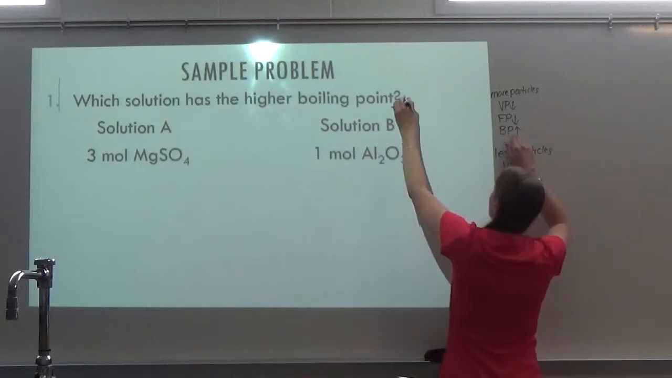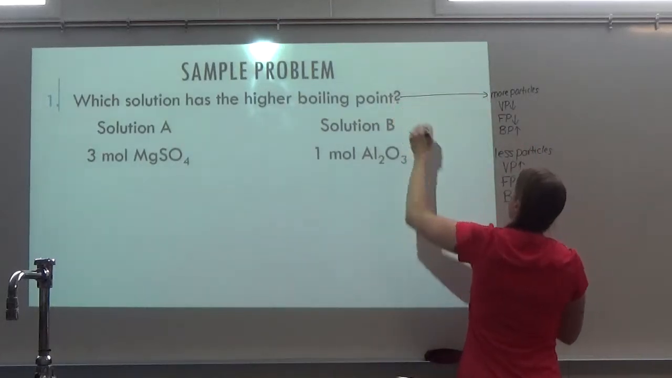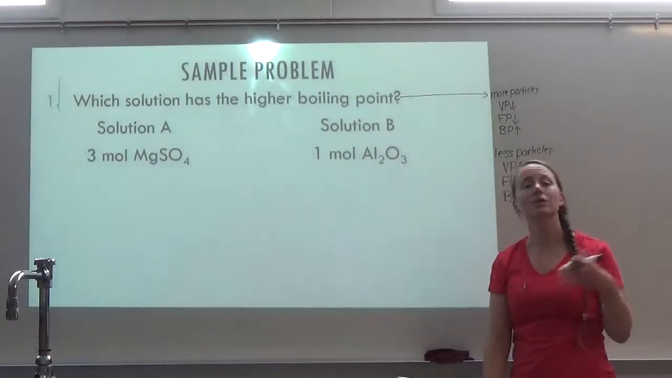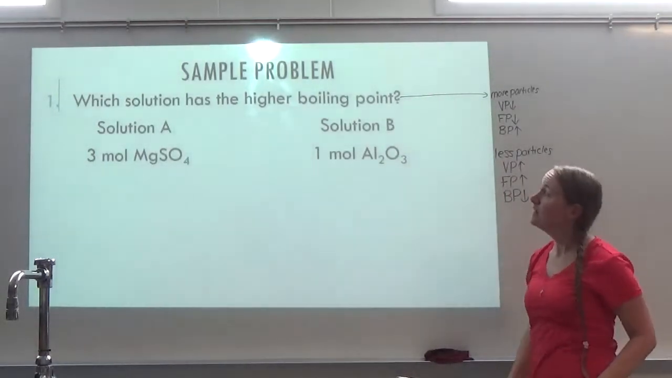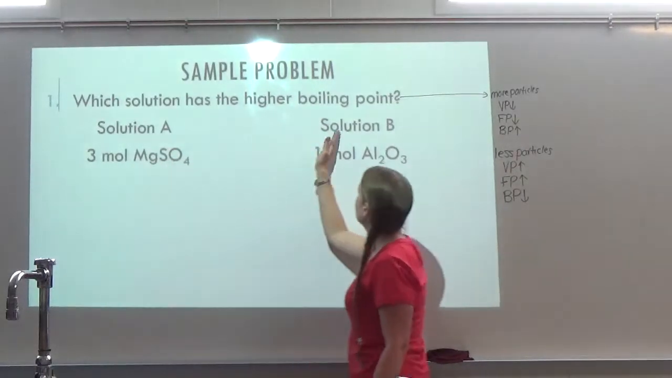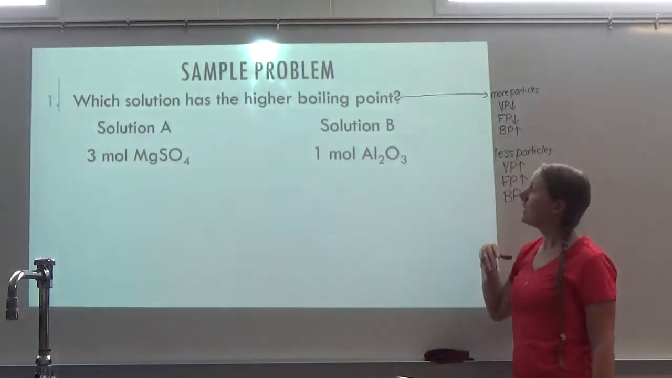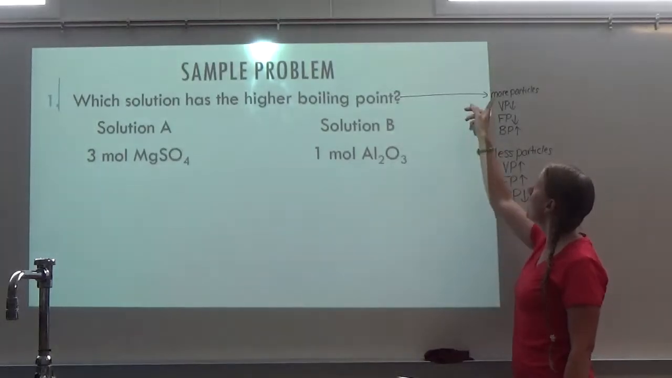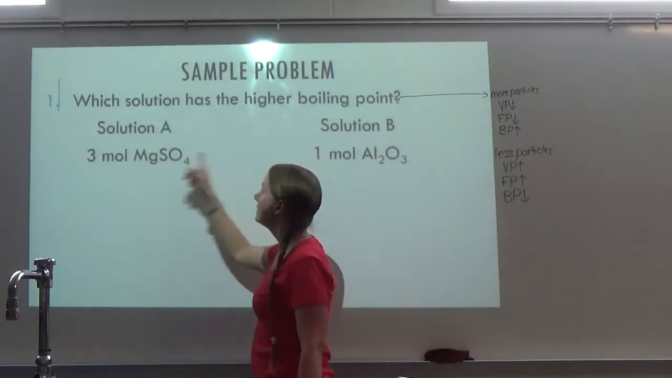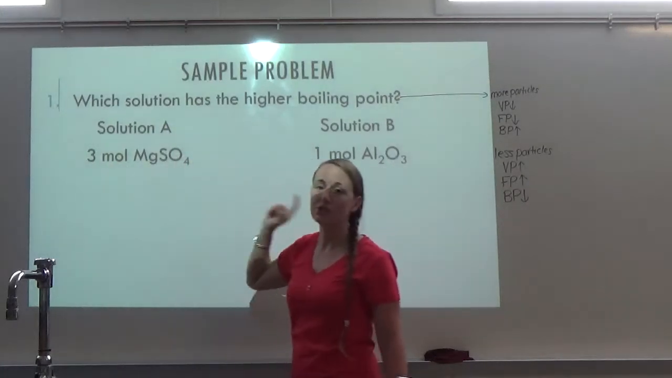Okay, well the higher boiling point means I'm looking for who has more particles, because that's what you've got to figure out. Do you want the solution with more particles or the solution with less particles? All right, so it says solution A has 3 moles of magnesium sulfate. Solution B has 1 mole of aluminum oxide. A lot of you would look at this and say, I want the one with more particles. This says 3 moles, this says 1 mole, so it's obviously solution A.